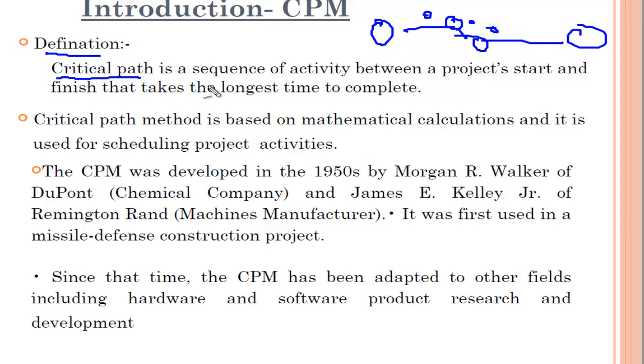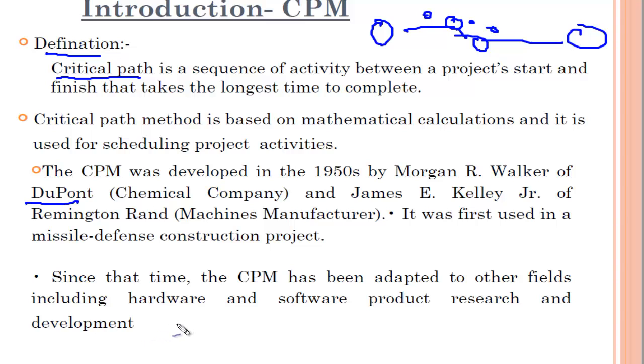We'll see it later. So we need some mathematical calculations which are used for scheduling project activities. It was developed in 1950 by Morgan R. Walker, who worked at DuPont, a chemical company, and James E. Kelly of Remington Rand, another organization which manufactures machines. It was first used in a missile defense construction project. From then, CPM has been adopted in hardware and software products, research and development, and whatnot.